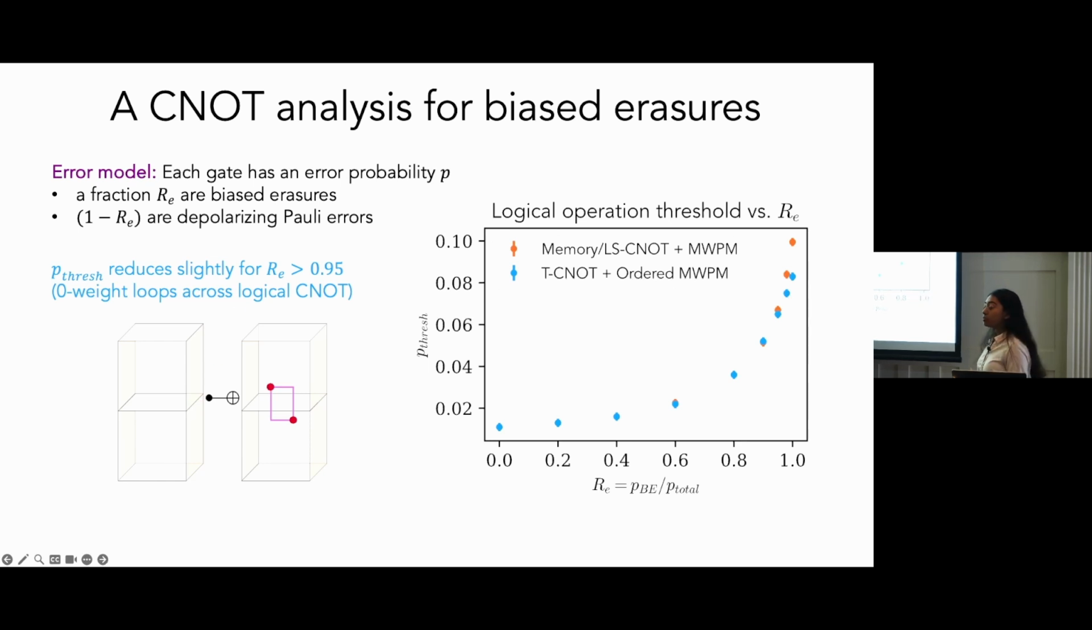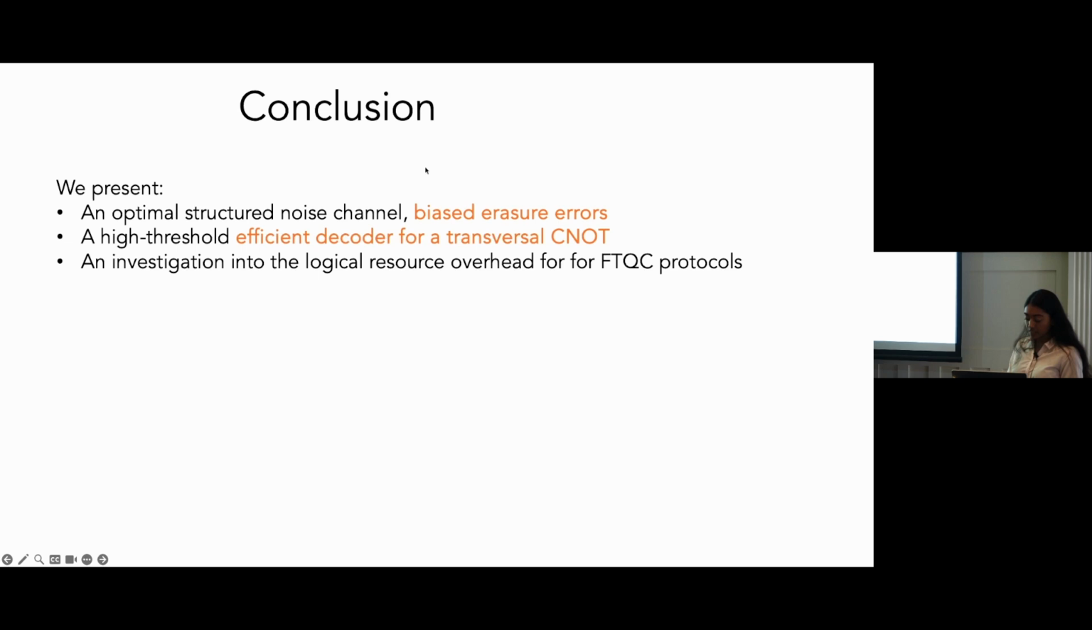But despite this, what we can take away from this graph is that this biased erasure advantage, where we see high thresholds for biased erasure qubits, was evident in the memory graph, but is still maintained for the transversal CNOT graph and the lattice surgery graph. So our biased erasure advantage is still maintained for logical operations. And that brings me to the conclusion of my talk.